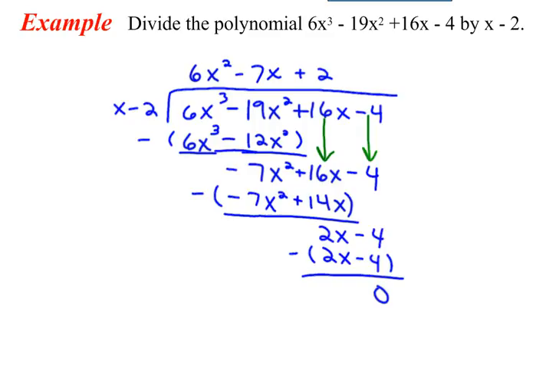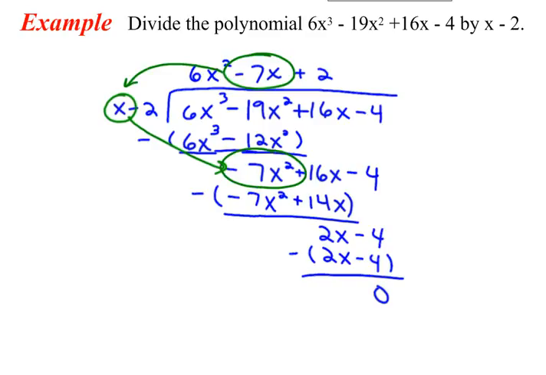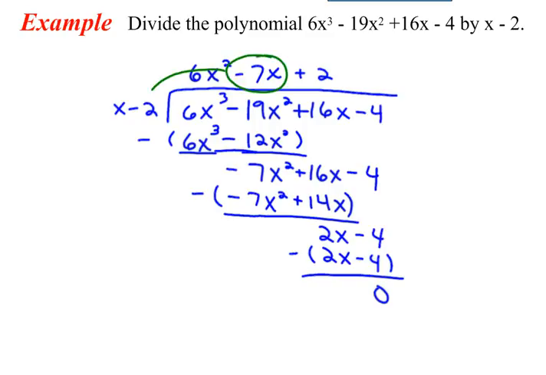because we're going to do the process totally over again. So now we're asking ourselves, okay, how many times does x go into negative 7x squared? Well, the answer is negative 7x times, because negative 7x times x is negative 7x squared. And then we also have to take negative 7x times negative 2, which ends up being positive 14x.